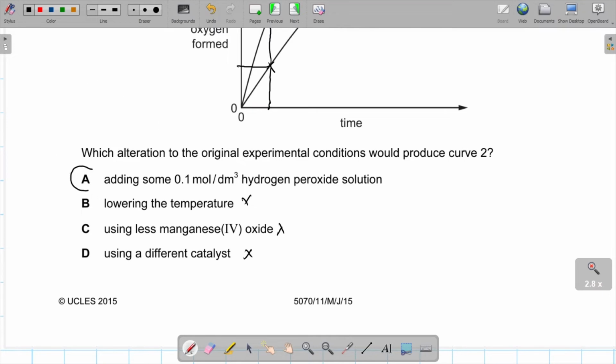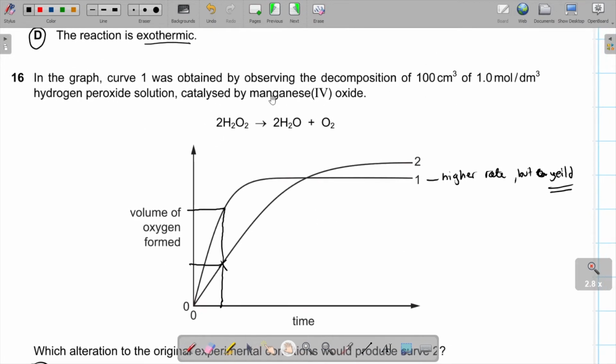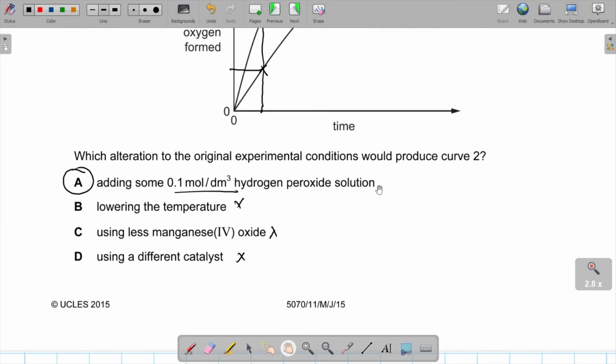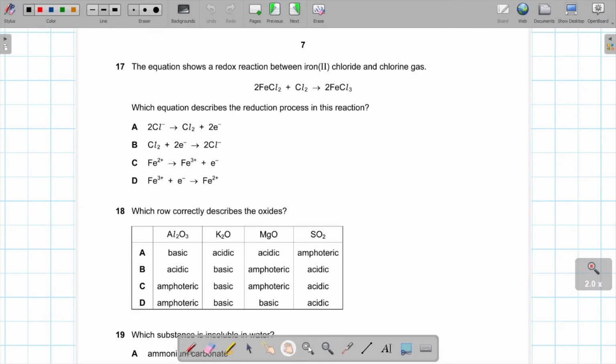So the answer is A, because even though we're adding some more of these, we are actually making 100 cm cube of the manganese(IV) oxide a limiting reagent. So this 100 cm cube right here is the limiting reagent. Since we're limiting it, we're going to be getting a lower rate of reaction but a higher volume of the water. So the answer is going to be A. Moving on to the next question.